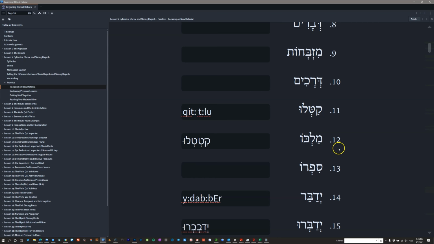All right, so let's look at number 12. We've got a Sheva preceded by a short patach, therefore it is malko. We've got 13, a Sheva preceded by a short Hirik, so we have sifro. Number 14, we have a Sheva that is not preceded by anything, let alone a short vowel. So this is vocal.